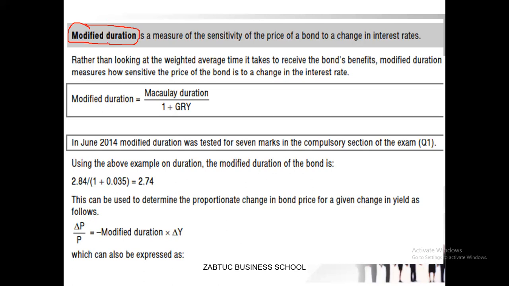Now let us come to modified duration. Modified duration is a measure of the sensitivity. Sensitivity of what? Of the price of a bond to what? To a change in the interest rates. Now, this is very important, and it is based on what we have seen already. How do we estimate the price of the bond? We simply discount the cash flows, in very simplified language, using the interest rate. So if the interest rate goes up or down, certainly that will affect the price of the bond.